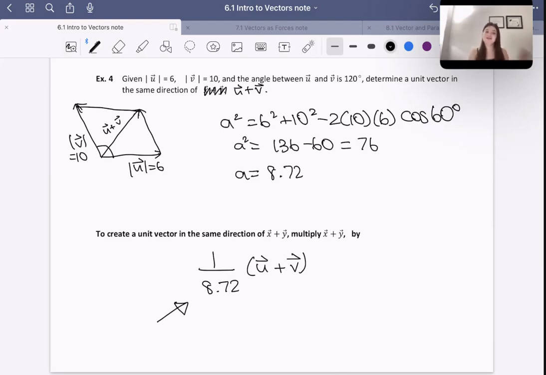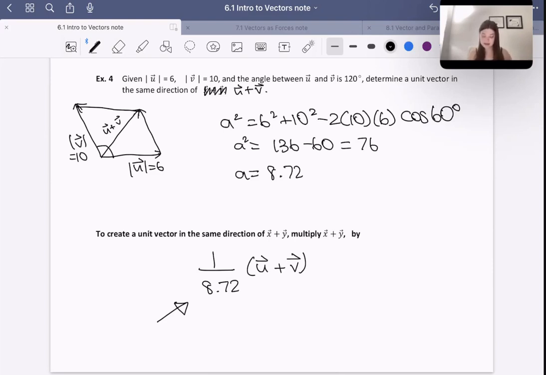Now, it didn't actually ask us to find the direction. If it did, we could figure it out, but they didn't actually ask for that. They just asked for a vector that is in the same direction as this vector, but is actually the unit vector, right? That doesn't have that magnitude. So we need to find the magnitude so that we can change the magnitude to whatever it is.